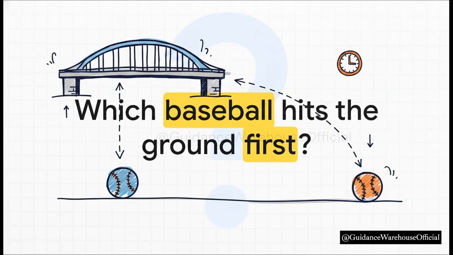Picture this. You're standing on a tall bridge, holding two baseballs. If you drop one baseball straight down, and at the exact same split second, you throw the other baseball perfectly horizontally as hard as you possibly can, which one hits the ground first? Does the thrown ball take longer because it's traveling a greater overall distance? Or does gravity pull them down at different rates? Hold on to your answer.